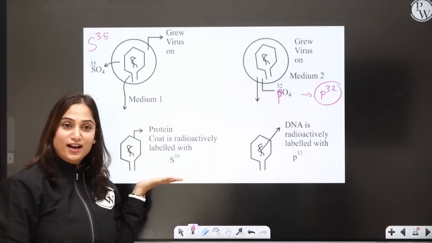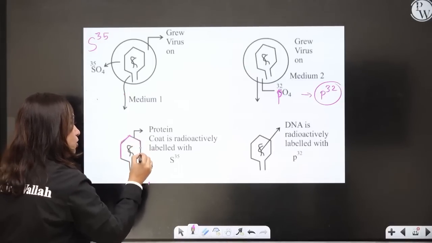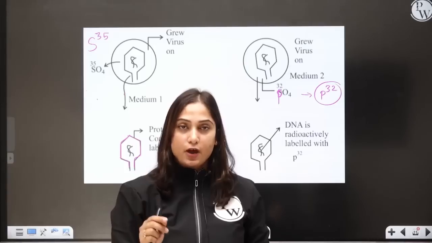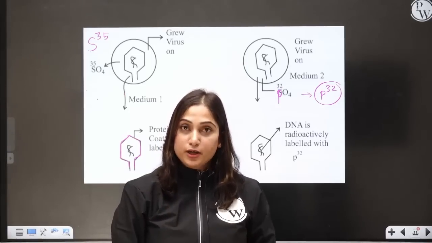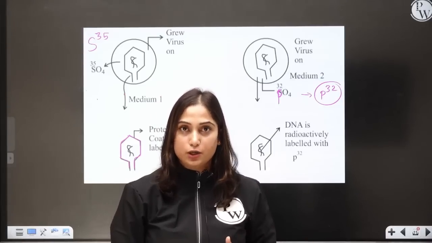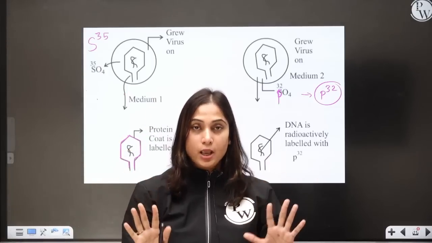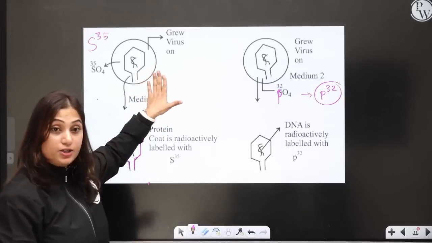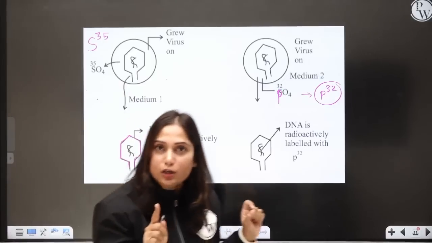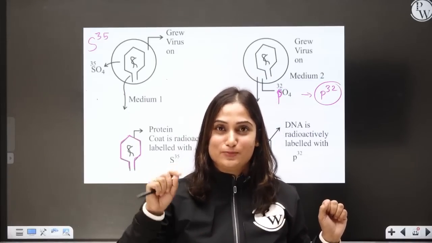We are now with the bacteriophage whose protein coat is radioactively labeled. For this you have to understand one thing, beta, that sulfur is present in the protein and phosphorus is present in the DNA. We know that DNA has phosphate group at its 5' end. So phosphorus in DNA and sulfur in protein coat. So when we grow the bacteriophage in this medium having S35 sulfate, then the protein coat of the bacteriophage will be radioactively labeled because sulfur is present in the protein.